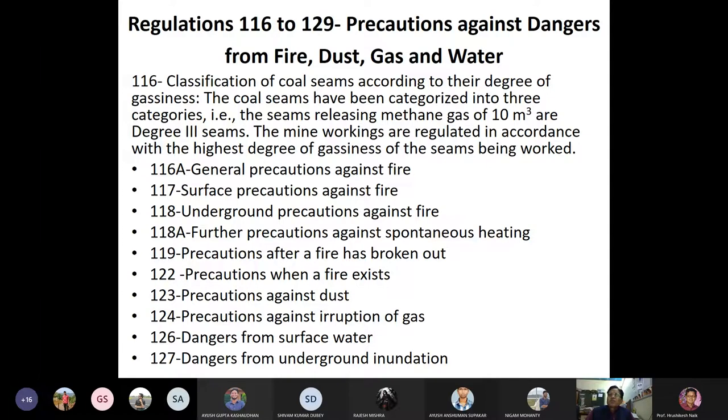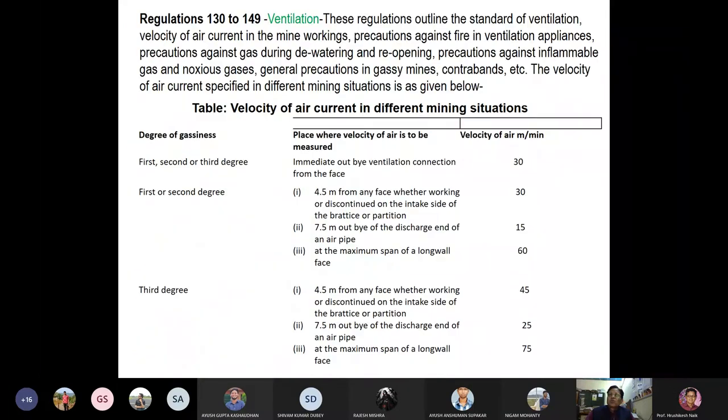And you have to take precautions, surface precautions, underground precautions for coal mine fire. You have to take precautions for inundation, flooding of the mine, water problem in the mines. So those precautions which are to be taken are defined in these regulations 116 to 127.